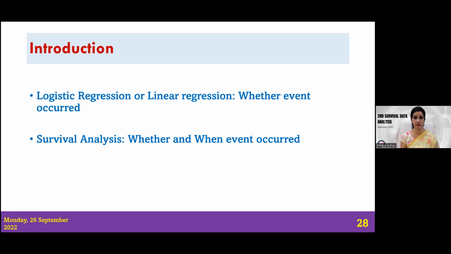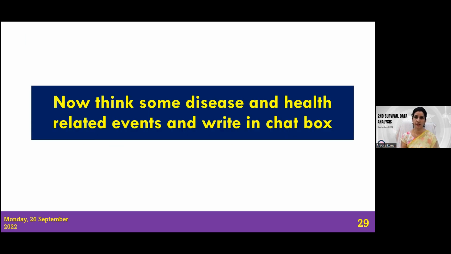Classically, survival analysis is usually done on databases, and you should have a good database to have a good survival analysis. So now think of some diseases and health related events for which you can perform this survival analysis. We have given many examples. Any example which you can write from your end: cancer, death, right? Any other event? Cancer and death, COVID death, right?